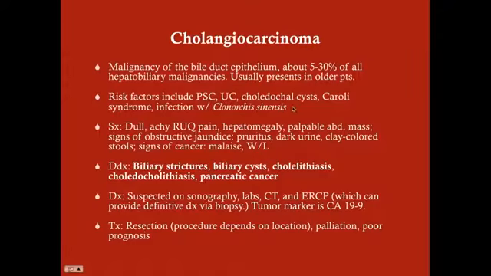Choledochal cysts, a history of choledochal cysts, that can put you at risk for this. Caroli syndrome. Remember what Caroli syndrome is? It's an inherited dysplasia, a deformity of the biliary tract. So Caroli syndrome. And then infection with Clonorchis sinensis. We don't see this in the U.S. This is more seen in Asia. Clonorchis sinensis is a liver fluke that is found in underprepared, uncooked fish. So that's something that's more seen in Asia. And actually in Asia, they do have a higher rate of cholangiocarcinoma for that reason.